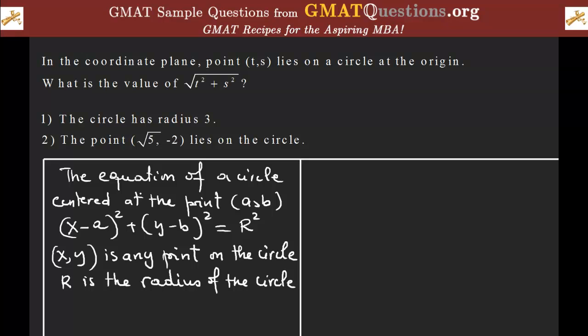Again, I repeat, the equation of a circle whose center is at the point (a, b), assuming that the point (x, y) is on the circle, and r is the radius of the circle, is (x minus a) squared plus (y minus b) squared equals r squared. If you don't know this, this is the time for you to remind yourself of high school algebra.